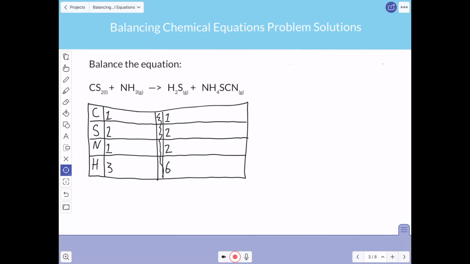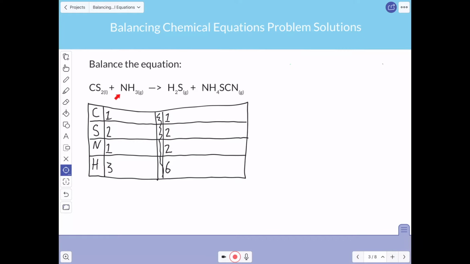Now, the most complex molecule, of course, is this guy here. We call that ammonium thiocyanate. We can start with our nitrogens or hydrogens. They're both in the same molecule over here, so we're really going to address them at the same exact time. So it doesn't really matter what we do. What we want to do is put a 2 in front to address both of them, right?